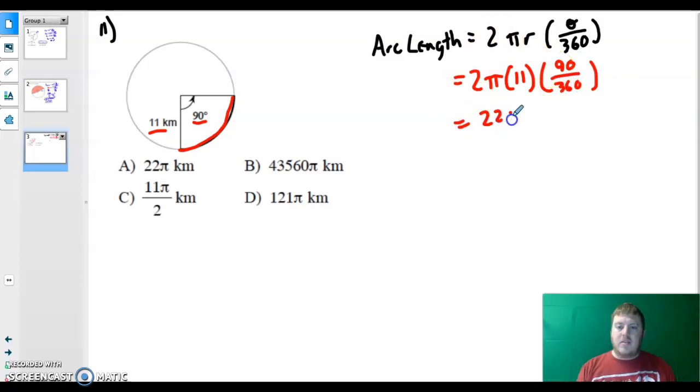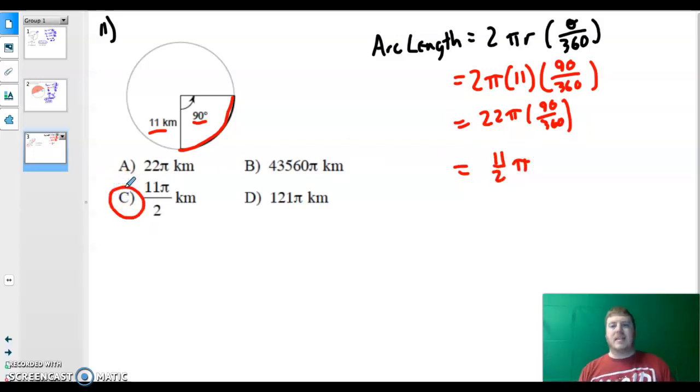That's going to give me 22 pi times 90 over 360. When I simplify this further, it's going to give me 11 over 2 pi, which is my answer choice C. Problem number 12 will be done very similar.